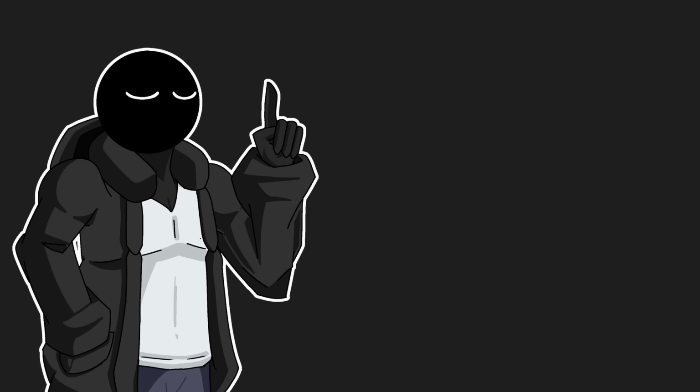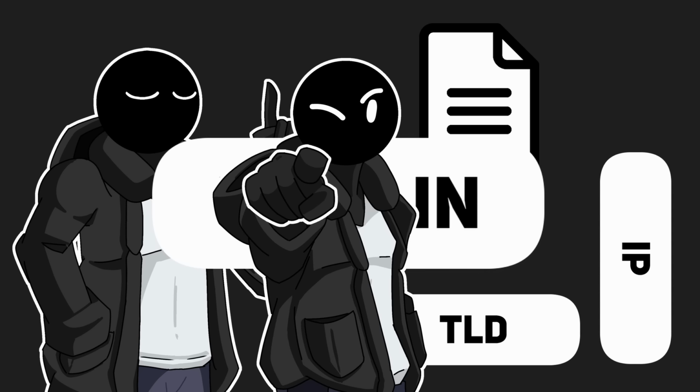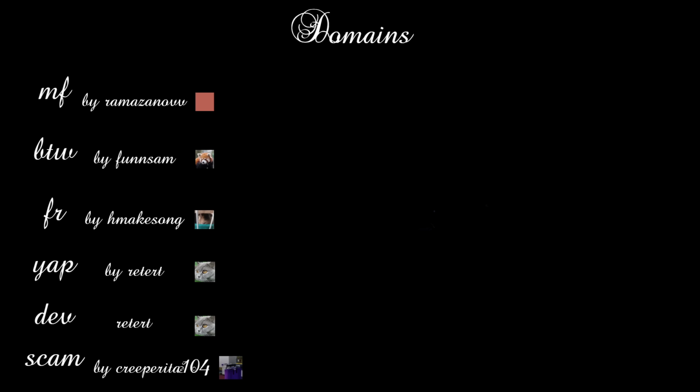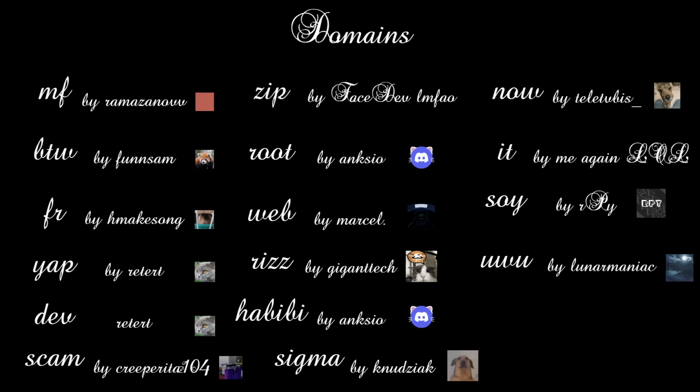Now that the engine behind the browser is mostly complete, I moved on to the DNS, the domain name system. Basically documents with a domain, TLD, and IP. The domain is whatever the user wants to put, for example YouTube. The TLD, which stands for top level domain, must either be MF, by the way, for real, yup, dev, scam, zip, root, web, riz, habibi, sigma, now, it, soy, and the one I won't pronounce. Each one was suggested by members of my Discord server.